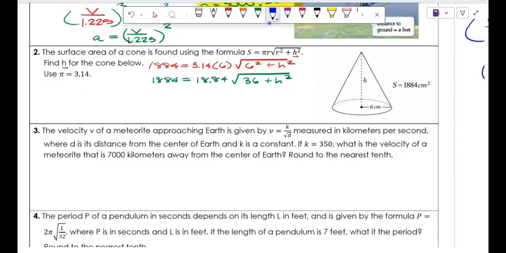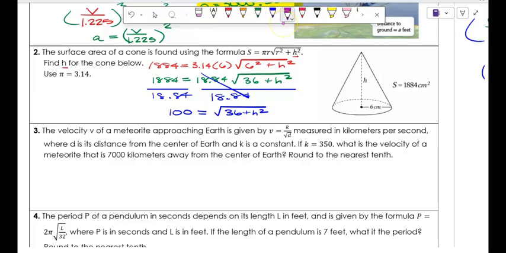Now, again, I've got to solve for h. So in order to get h by itself, I also have to get rid of the radical. In order to get rid of the radical, I have to get the radical by itself. It is not currently by itself. So I need to get this 1884 over to the other side. So I'm going to do that by division of 18.84 to both sides. Okay, there we go. And so once I do 1884 divided by 18.84, I get exactly 100. 100 is equal to the square root of 36 plus h squared.